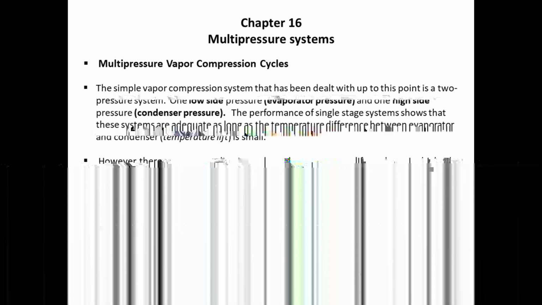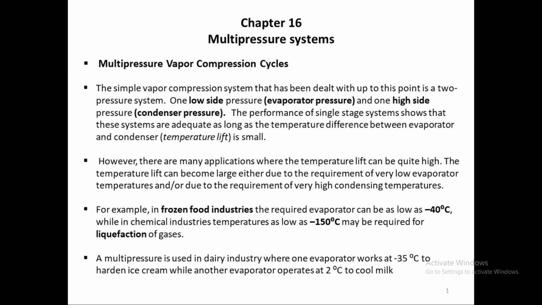The simple vapor compression system that we have dealt with is a two pressure system, one low side pressure, which is the evaporator pressure, and one high side pressure, which is the condenser pressure. The performance of a single stage system shows that these systems are adequate as long as the temperature difference between the evaporator and the condenser, which is called temperature lift, is small. Generally around minus 15 to minus 25 degrees centigrade is the lowest temperature they can produce.